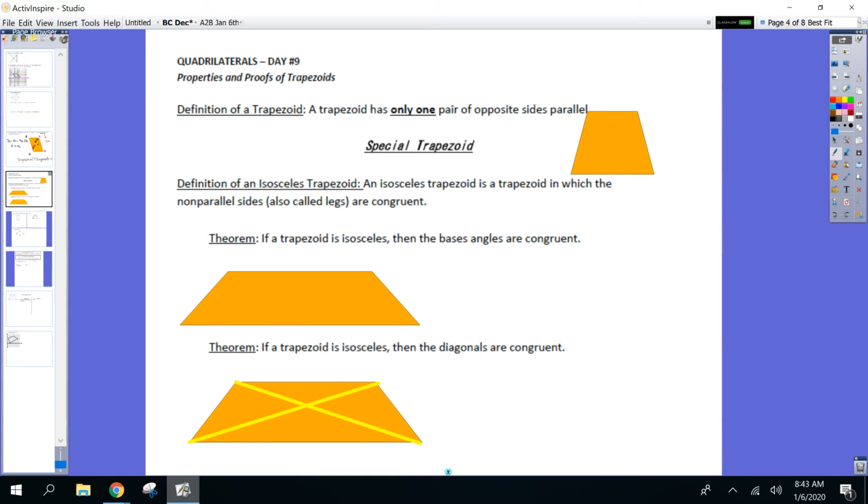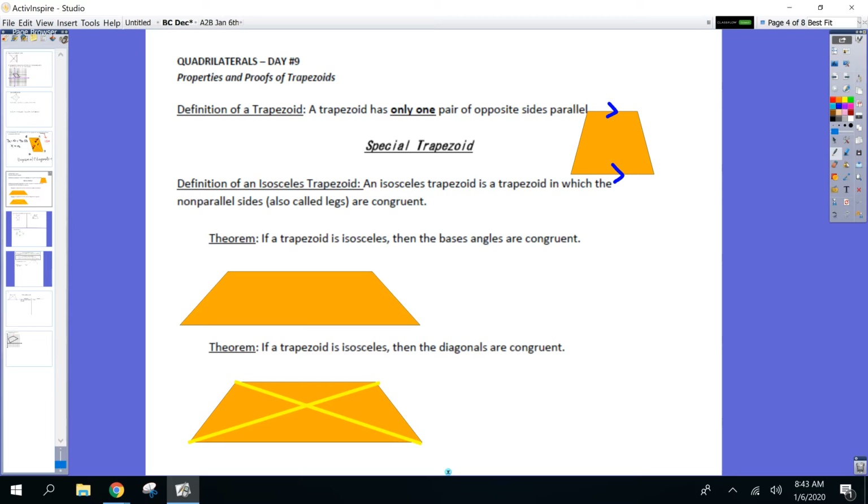Trapezoid. That's it. Just trapezoid. It's not an exciting quadrilateral. It only has one property. Okay? Only has one property. And that is one pair of opposite sides are parallel. That's it. That's all it has. Trapezoid only: one pair of opposite sides parallel.